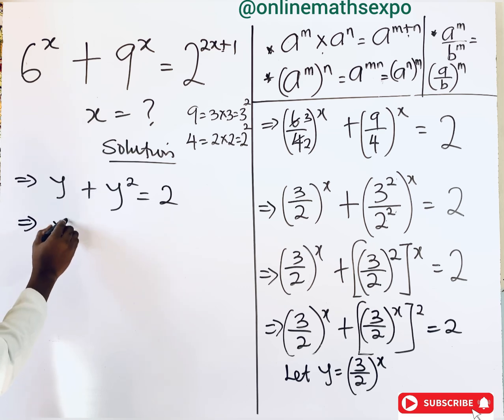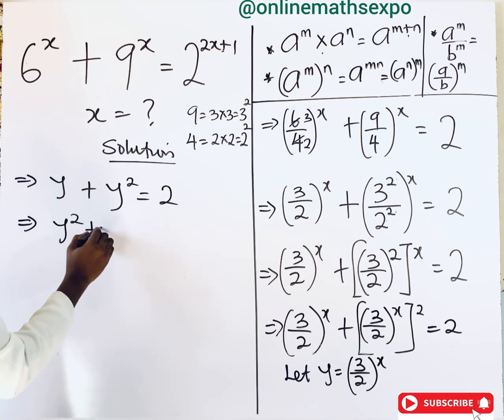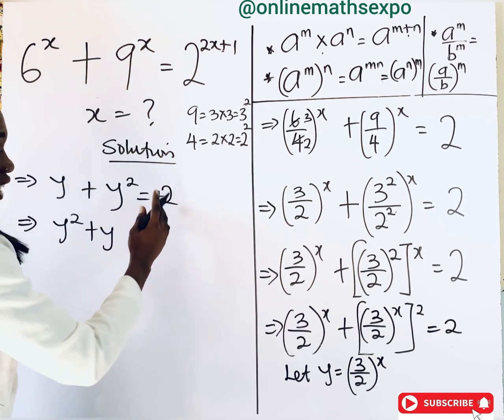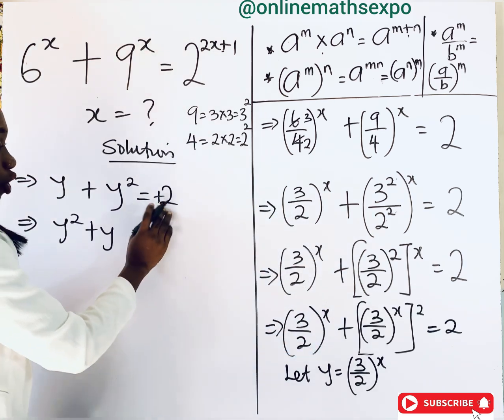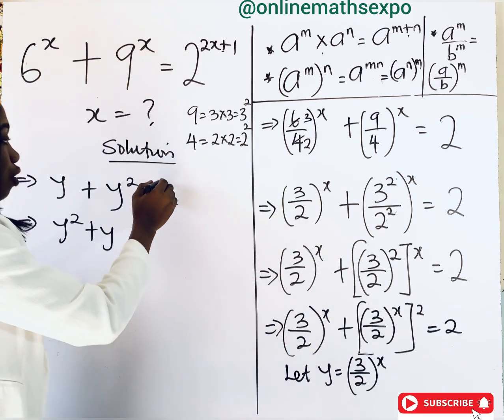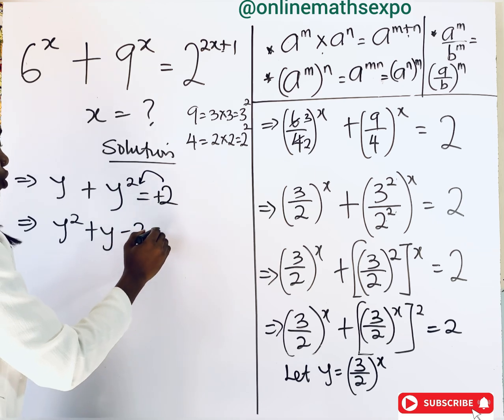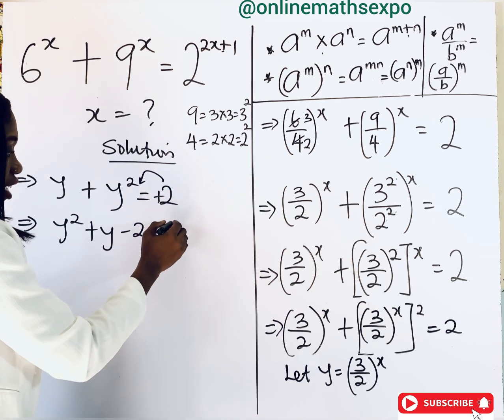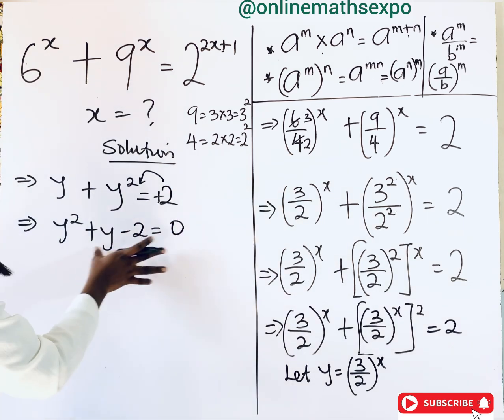So let's make this look beautiful. It will begin with y squared, followed by this y, then this positive 2 at the right side. Changing position, you are going to subtract. So if you subtract, you are having negative 2, and when you've done this to this side, it becomes 0. So this is what we have now.